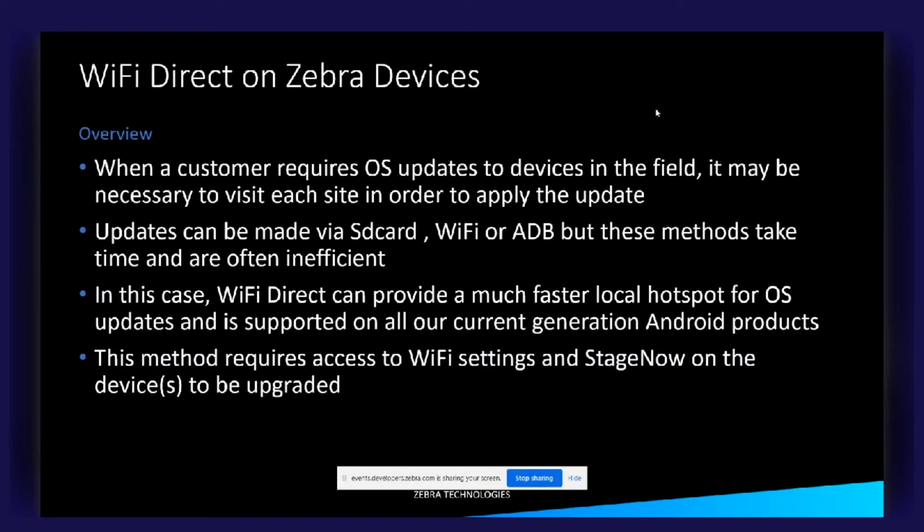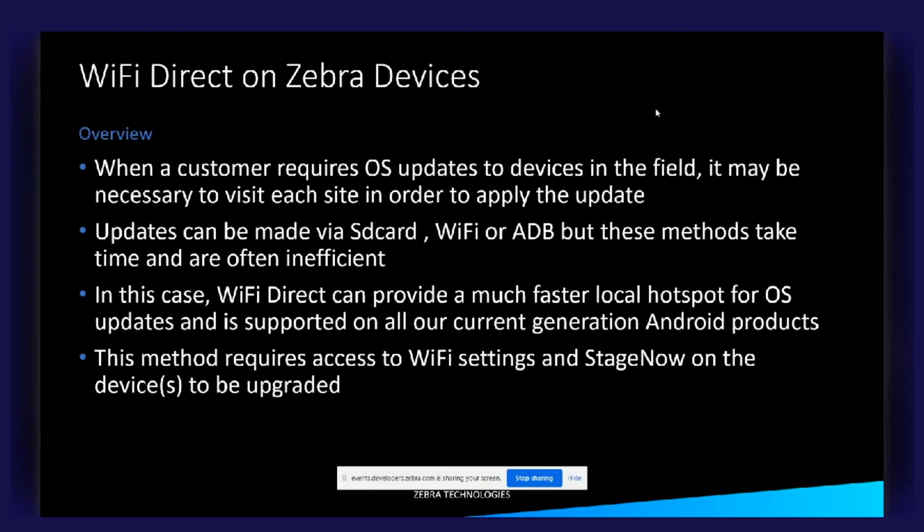So what this would allow you to do is to take a Zebra device to that site, configured to do this upgrade, and then provided you can access at least the StageNow client on the devices to upgrade, you can connect them to your host device and you can download and apply the OS images without touching the existing infrastructure.